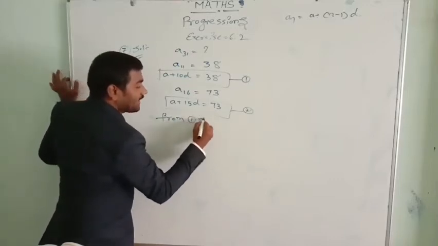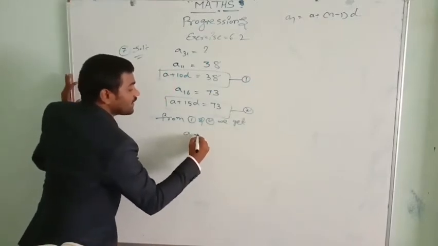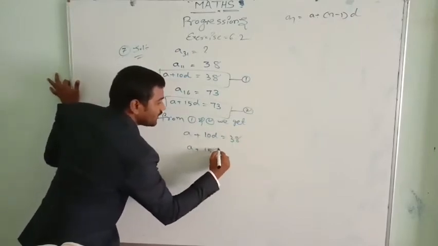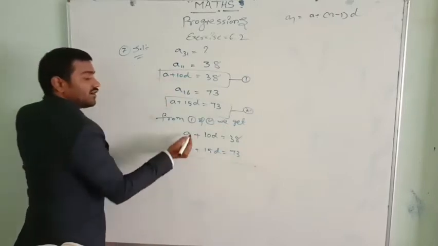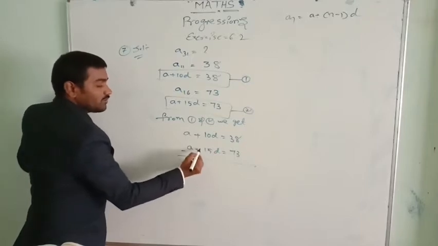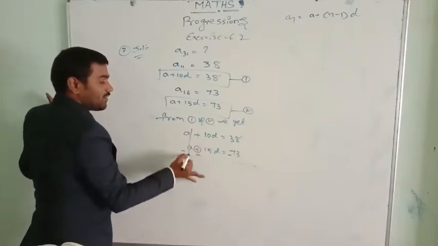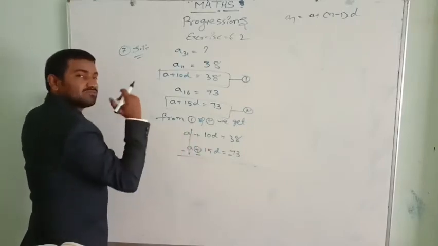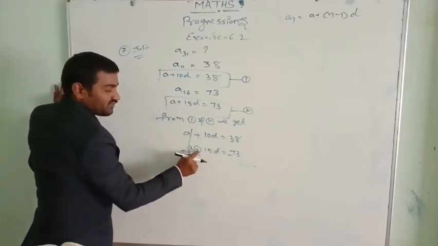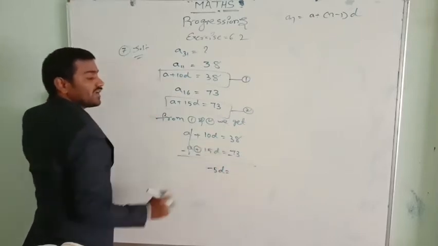From equation number 1 and 2, let us write equation number 1: A plus 10D equal to 38, and A plus 15D equal to 73. Here plus A and plus A cannot be cancelled. So we'll multiply the second equation by minus, so that the signs change. Then plus A minus A get cancelled. That means the A terms are eliminated. Only D terms remain. So 10 minus 15 is minus 5, D equal to. Here we need to solve it.